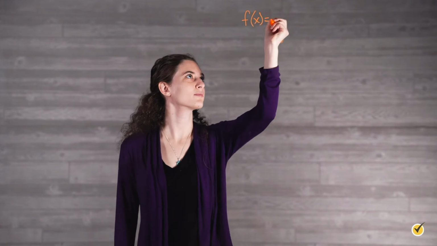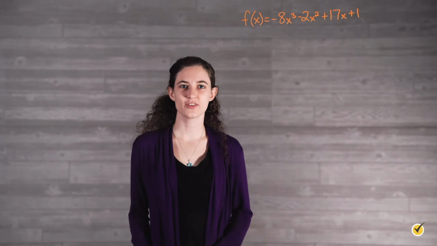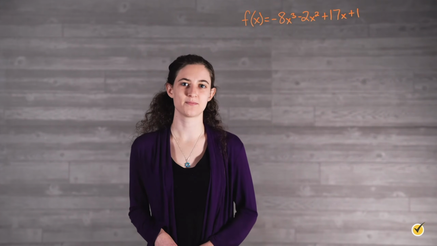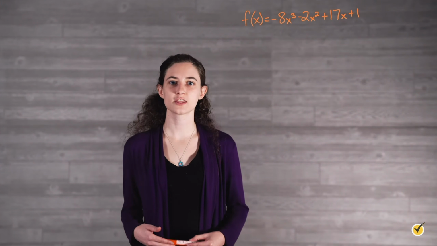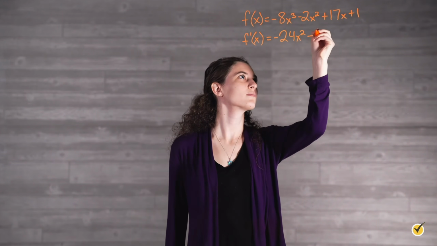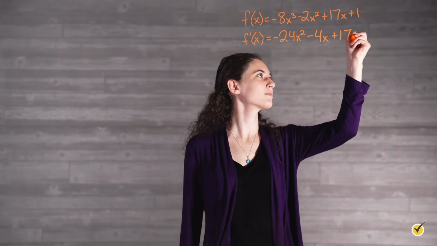For the following function, find the critical points and determine if each is a relative max, relative min, or neither. Then sketch a graph of the function. Pause the video and try this one on your own. Or pull out some paper and try this one step by step with me. First, take the derivative of the function. Then, set it equal to 0 and solve for x.